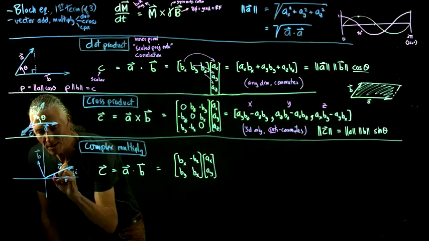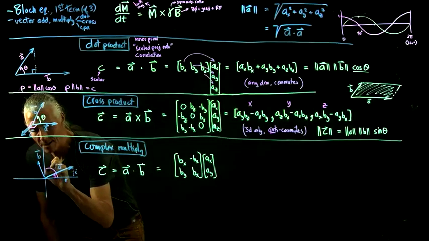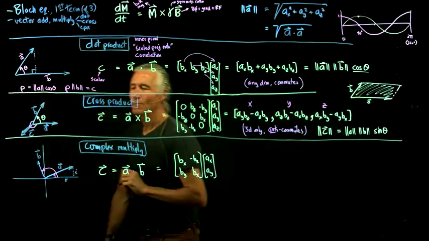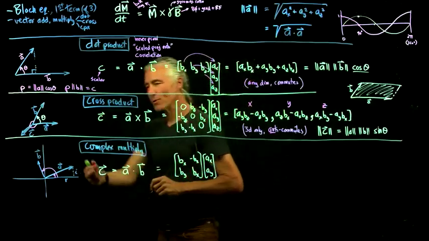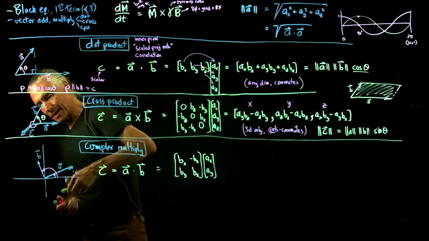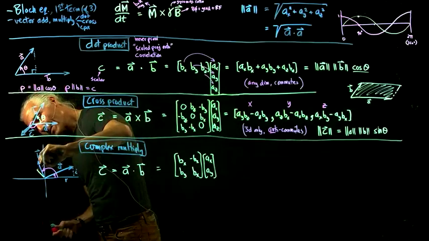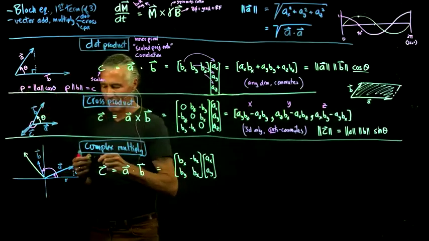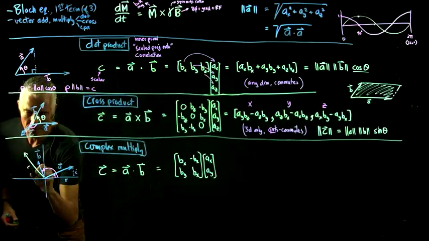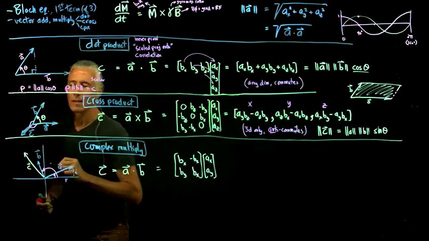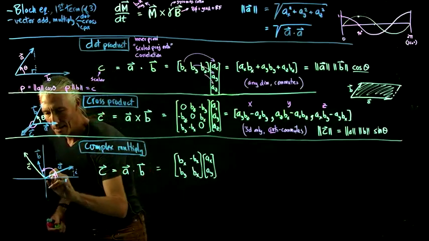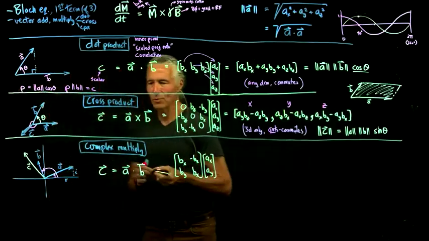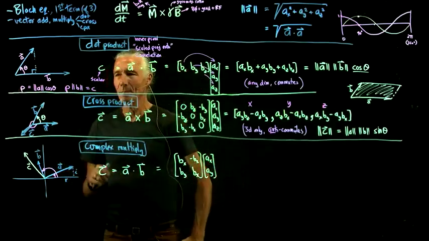So here's this angle, and then here's this angle. So when we multiply complex numbers, we just add those two angles, and we get a vector in this direction, and so that's the c vector. This is our output, and the length of it is just equal to the length of A times the length of B.